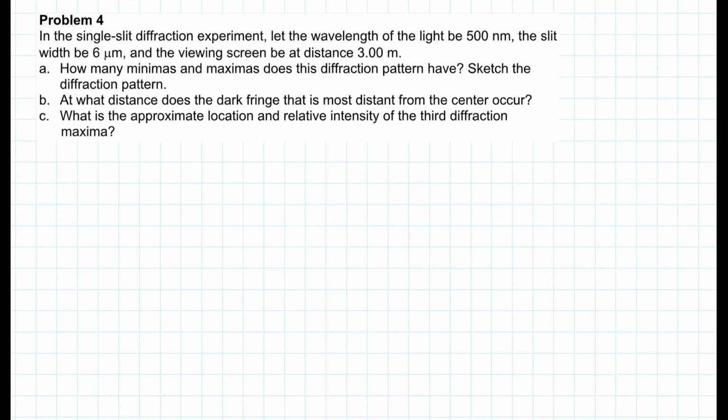B. At what distance does the dark fringe that is most distant from the center occur? C. What is the approximate location and relative intensity of the third diffraction maxima?